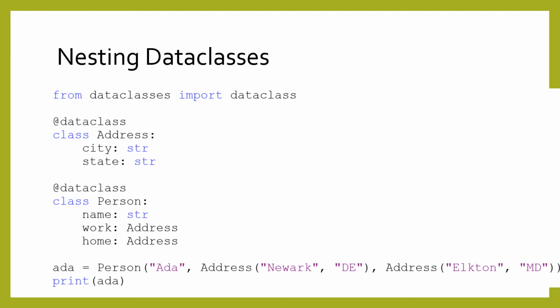This allows us to cleanly separate the parts of an address from the parts of a person, both in our minds and in our code. When you print out the entire object, you can see that Ada has two different addresses inside.